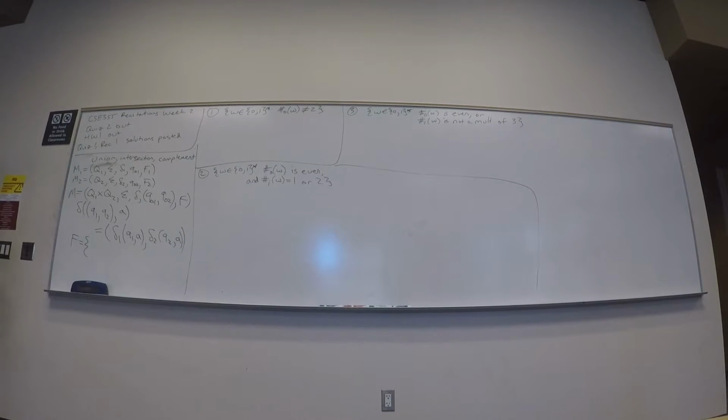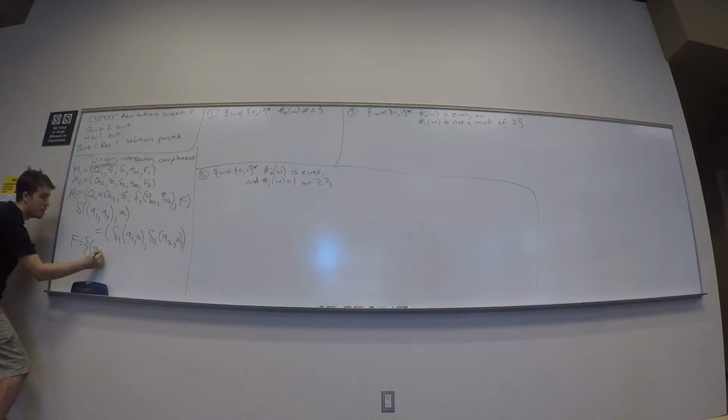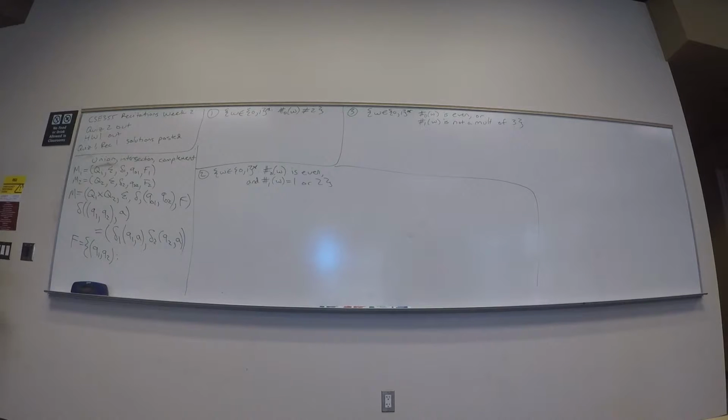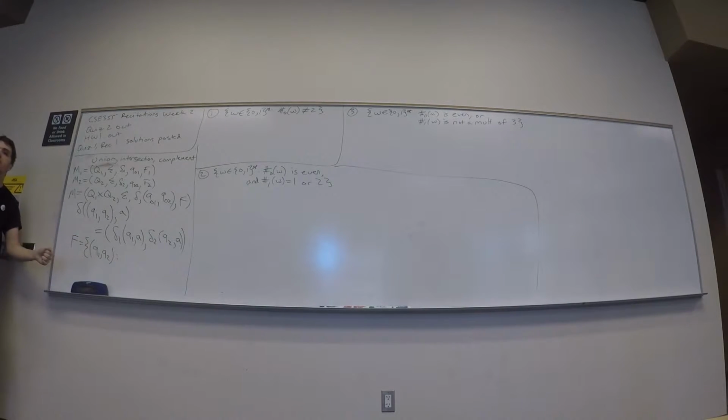Ordered pairs. So the set of final states better be a set of ordered pairs. Now I just have to figure out, when I give these names Q1, Q2, what does Q1 have to be? What does Q2 have to be?